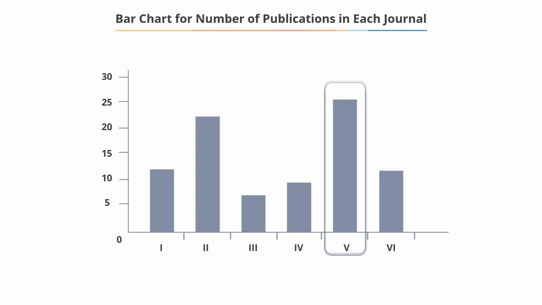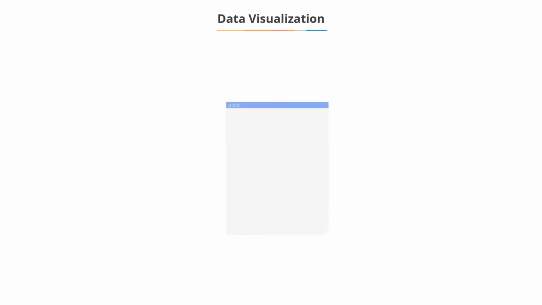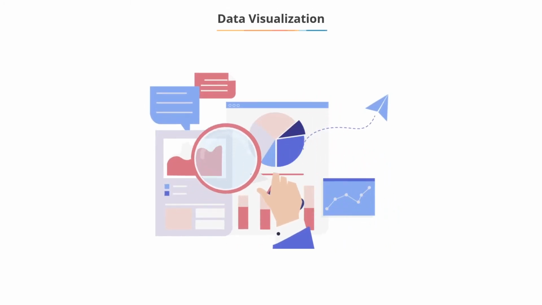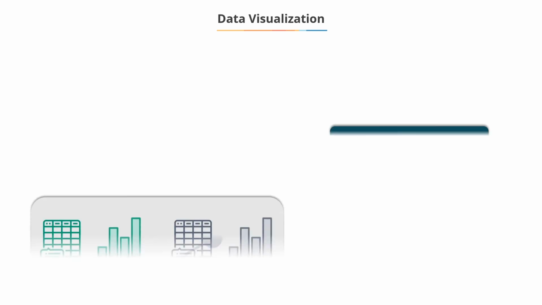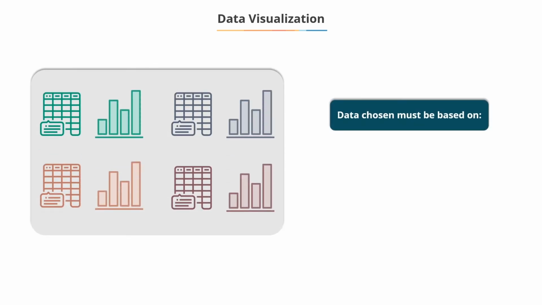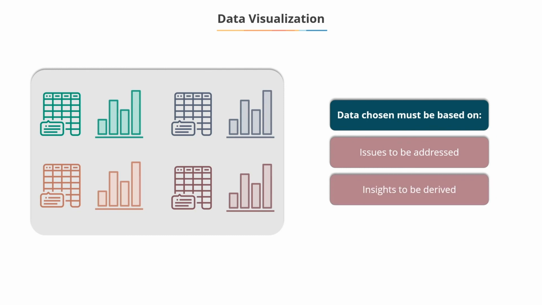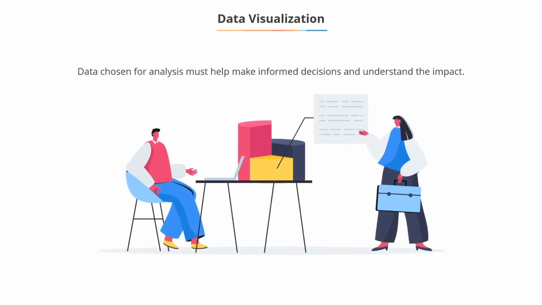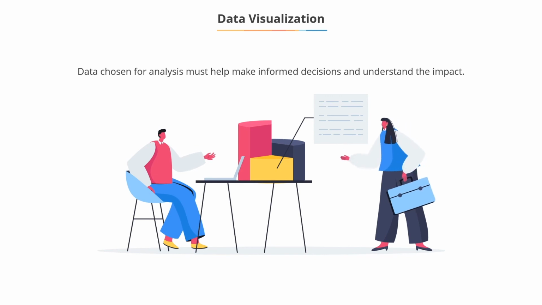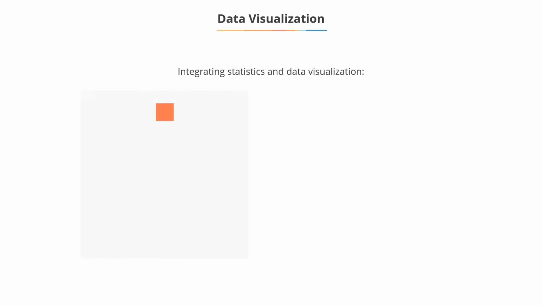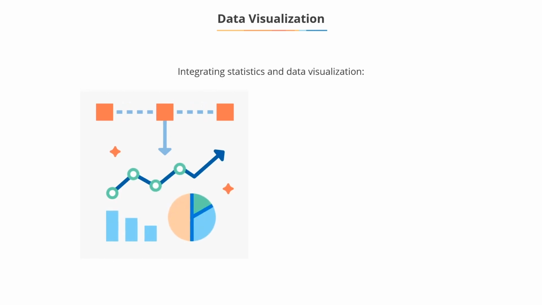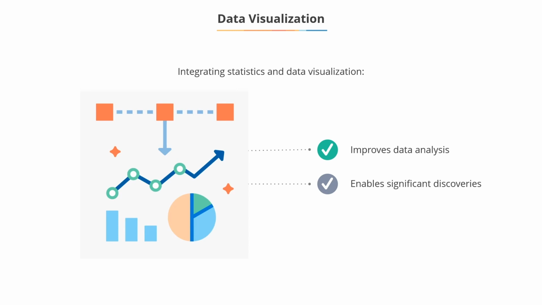As we have seen in this case study, the 4 frequency distribution tables and respective charts together illustrate that the data chosen for analysis should be based on the issues to be addressed and the insights to be derived. The ultimate goal is to make better informed decisions and understand impact. You have learned that when you integrate statistics and data visualization, it improves exploratory data analysis and enables users to generate significant discoveries.